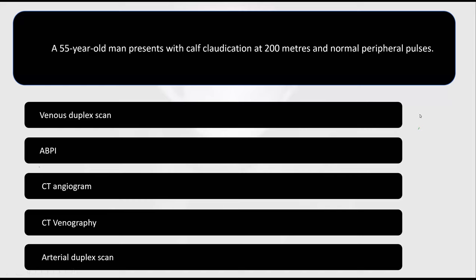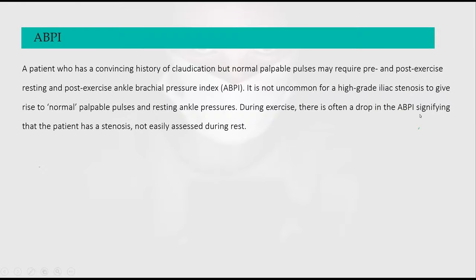Okay, so it is ABPI. We will talk about investigation, but this patient has a history of arterial claudication with normal and palpable pulses, and this will require resting ABPI and might be post-exercise ABPI. It is not uncommon for a high-grade iliac stenosis to give rise to normal palpable pulses and normal resting ankle pressures as well. During exercise, there is often a drop in the ABPI, signifying that the patient has a stenosis not easily assessed during rest. So ABPI might be during rest or during exercise.